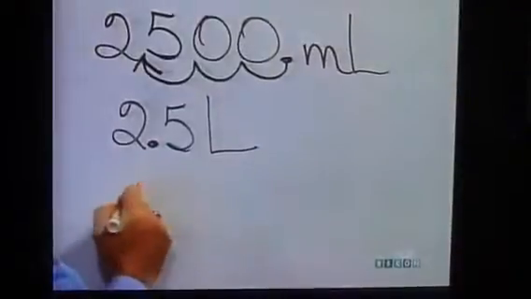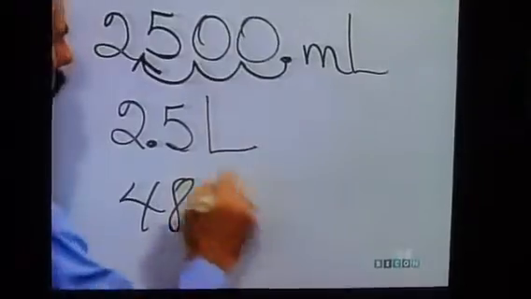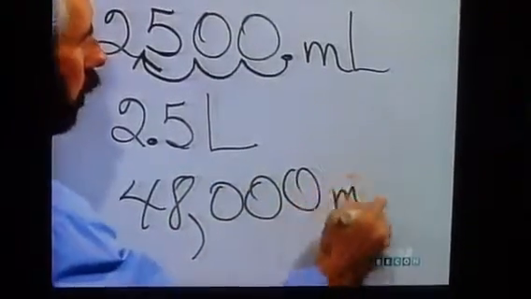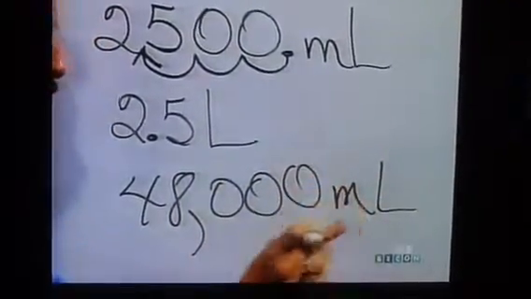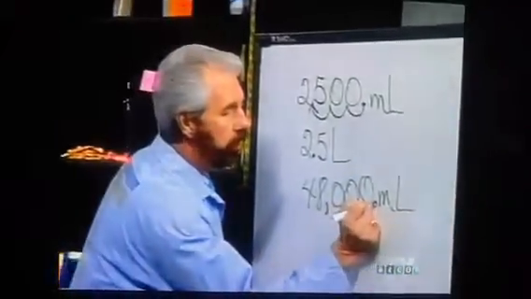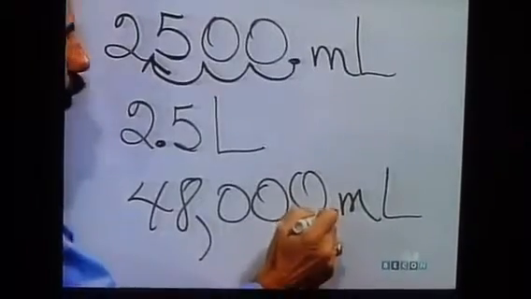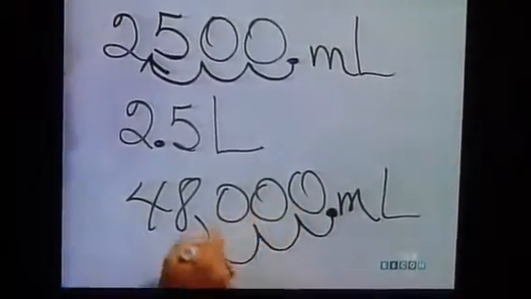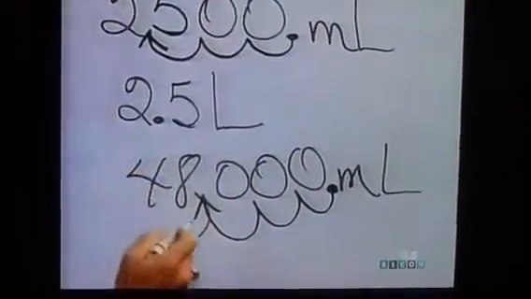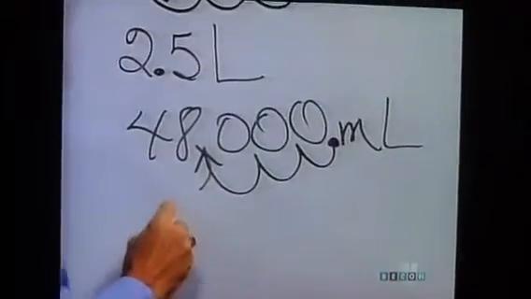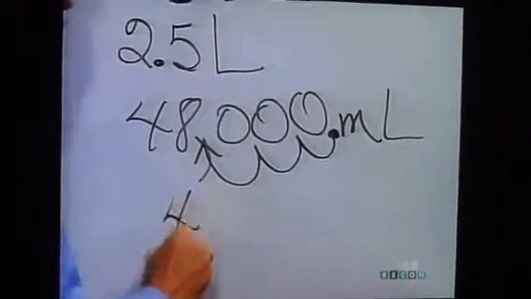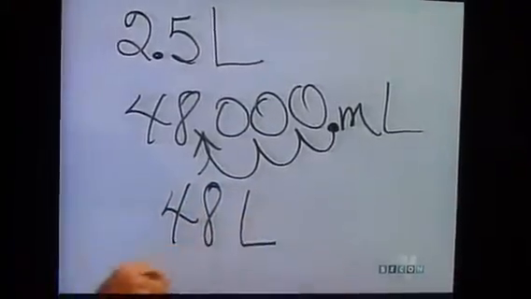And this time, let's use a larger number. Let's try 48,000 milliliters. Now remember, to go from a smaller unit to a larger, we need to divide, and this time by 1,000. Our decimal point is located right here. Remember, if it's not shown, it's always at the end. And we will move it 3 places, 1, 2, 3, meaning that 48,000 milliliters is the equivalent of 48 liters.